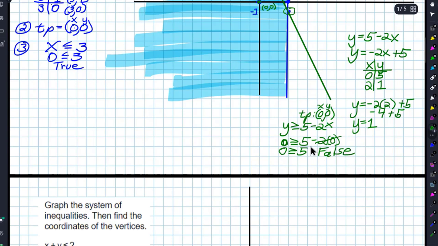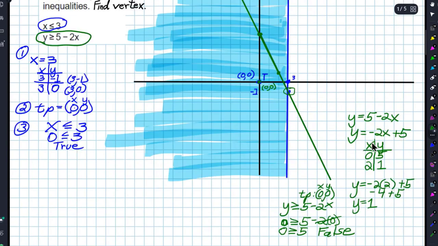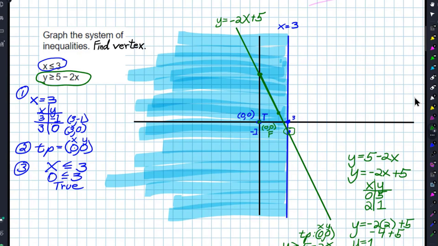So, what do you do now? You have an F here, not a T, an F. All that means is all of these points on the left side of the green line will give a false. But it also means that all the points on the other side will give us a true. So it still works for us. We'll just shade the other side.